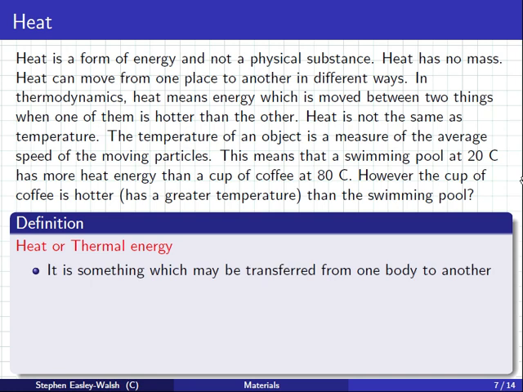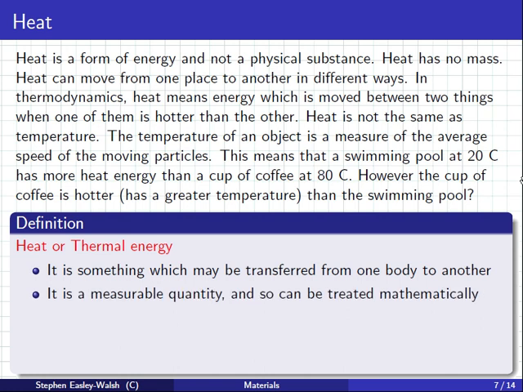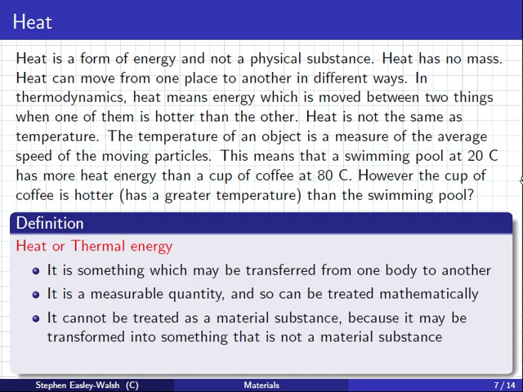So, what precisely is heat or thermal energy, or sorry, properties of it? It can be transferred from one body to another, right? You can measure it. It's not a material substance. And it's a form of energy. These are sort of four key features of heat. The first feature, you can transfer heat. Would you say that is true or false for most types of energy? True. I think that's true for other types of energy too, that you can usually transfer it.